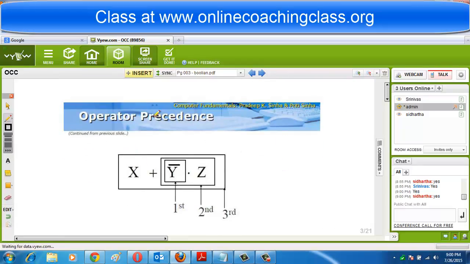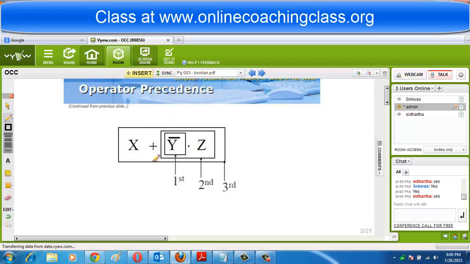See the operator here. Just to take an example of an algebra, if the algebra is given like that, x plus y bar dot z, then what will be the priority level? First we do the y bar, because the bar is there. We already told that where we find the bar, we do it first.